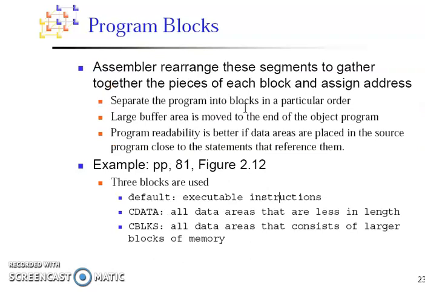So what does this do? The assembler rearranges these segments to gather together the pieces of each block and assign addresses. It separates the program into blocks in a particular order. The larger buffer area is moved to the end of the program, and program readability is better if data areas are placed in the source program close to the statements that reference them. 3 blocks: default includes the executable instructions. CData has the data areas that are less in length. C blocks consist of larger blocks of memory.